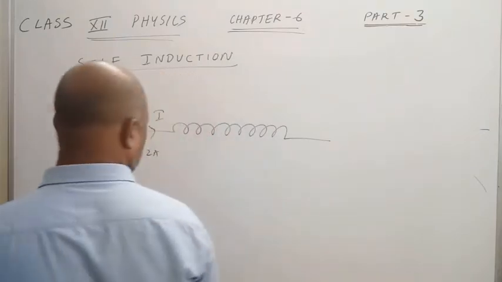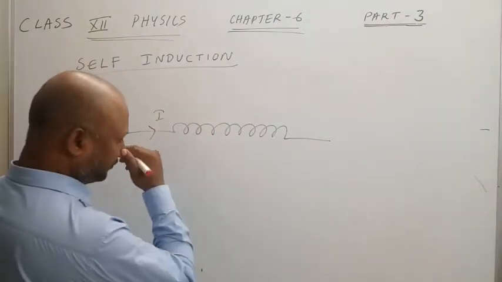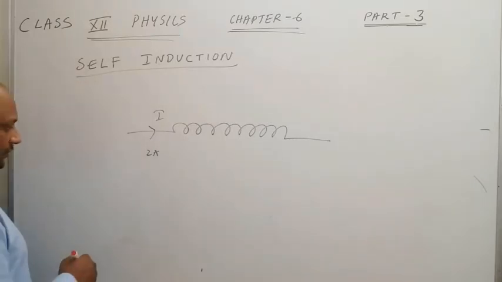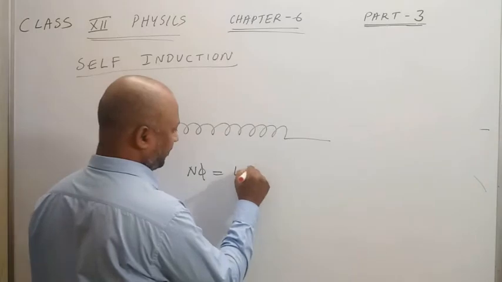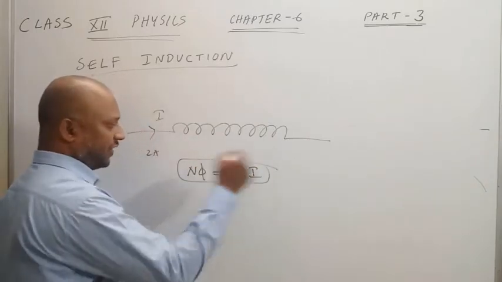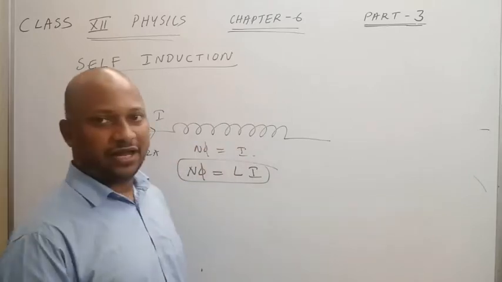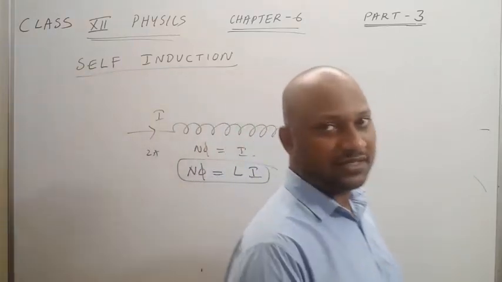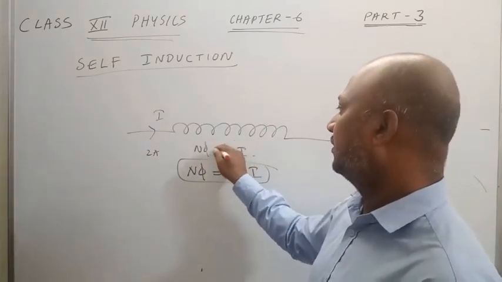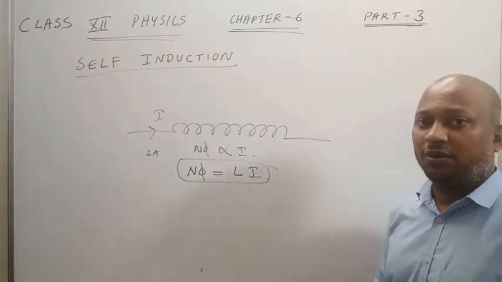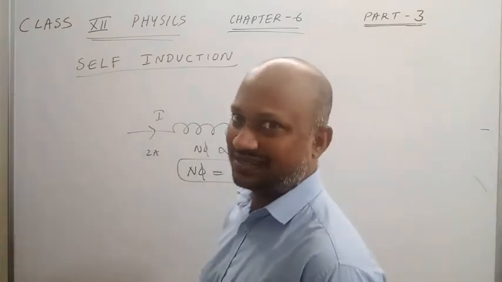So let's go with the formula we already have. N phi is equal to Li. That's the formula we have. Because N phi is proportional to I. The flux through the inductor is directly proportional to the current passing. So proportional को equal में convert करेंगे तो constant डालेंगे, that is inductance, self inductance.